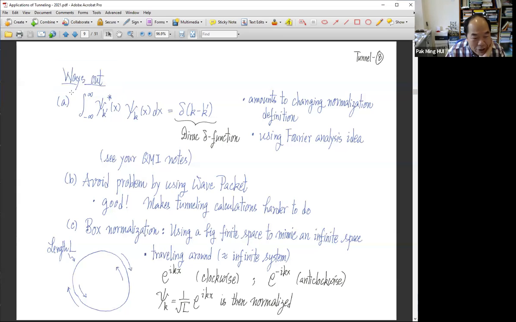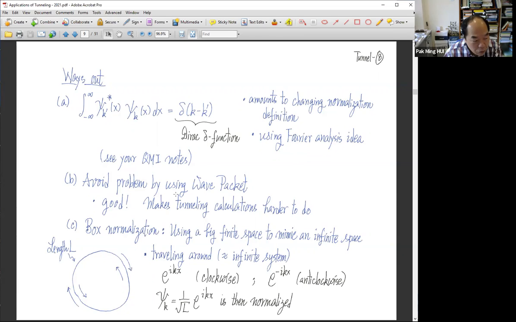Okay, one way you learned is to invoke the Dirac delta function. Now, to me, I would say that this is changing the normalization definition. Well, because this is a 1 over k dimension, right? Okay, so you are not normalizing something to 1. Okay, and if you want that, well, that's fine. You stick to it. And there is some basic idea behind it that comes from Fourier analysis. So this is one way out.